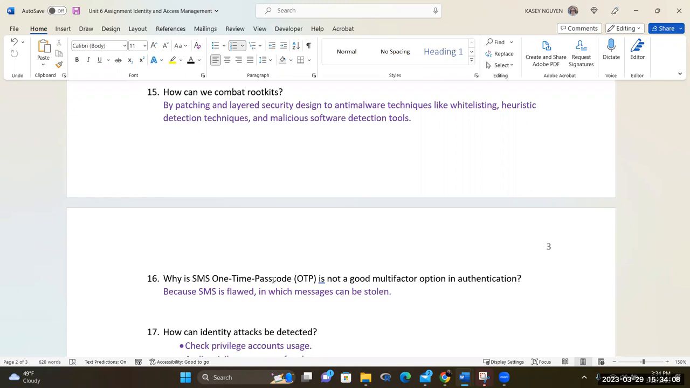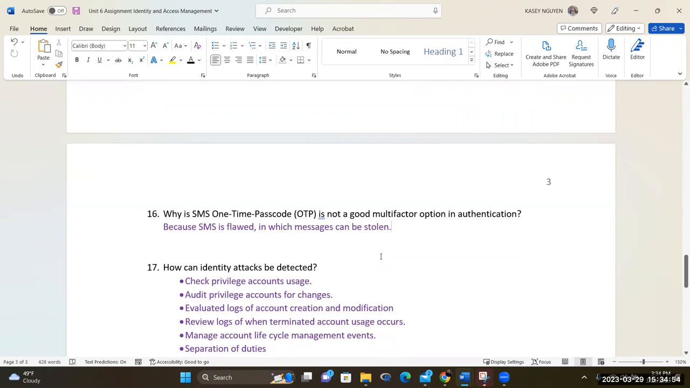Everybody has a smartphone. With SMS, you have to know that everything comes in plain text and passes as plain text. So an SMS one-time password is not a good option for authentication because the messages can be stolen and screened. If they have access to your device, likely they will have your messages, and they can intercept and reroute the message. They can put in their number instead of your number. People can go out of their way to take that information and do something with it. So is it a really good multi-factor option? No. We should use other things.